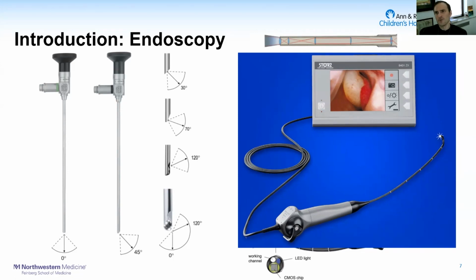Now, as we'll discuss in a bit, we're limited by several things when it comes to flexible endoscopy, such as resolution, working channels, and the size of the instruments I can insert in a flexible endoscope. So rigid endoscopy still plays quite a big role in endoscopic neurosurgery, but for the majority of what we do in pediatrics, we use the flexible endoscope.